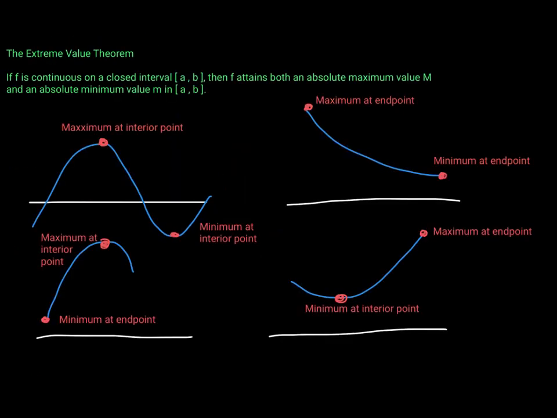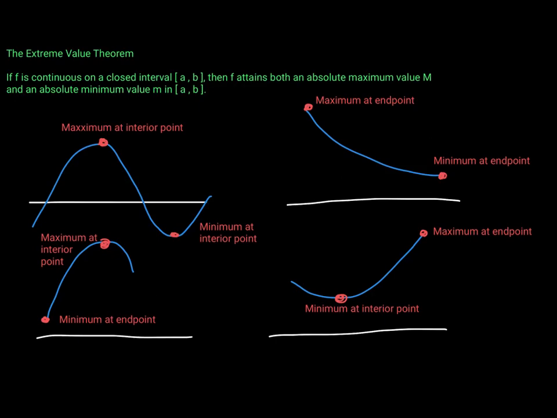So we have this theorem called the extreme value theorem. It says that if f is continuous, that's the first condition, it has to be continuous, on a closed interval, that's the second condition, then we know for sure f will attain both an absolute maximum and an absolute minimum. They're calling the absolute maximum capital M and the absolute minimum value lowercase m. But what's really important is that we note the conditions. f must be continuous and the interval must be closed. Then you can guarantee both an absolute maximum and a minimum.